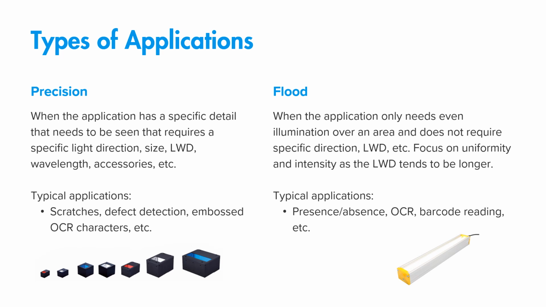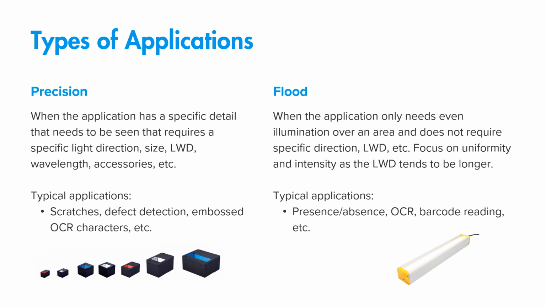And the reason that we need to understand the difference between these two types of applications is because a light from one group will not solve the application in another group. For example, if you say, yes, I have a ring light, it's a flood ring light, I can solve all my ring light applications. That is not the case. A flood ring light will not solve an application that requires a low angle ring light to see the defect.